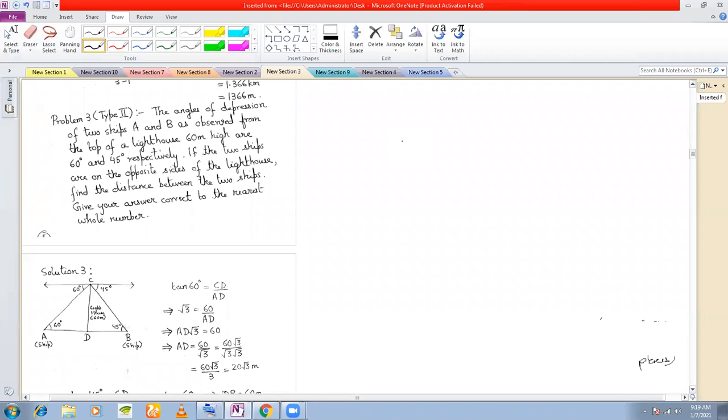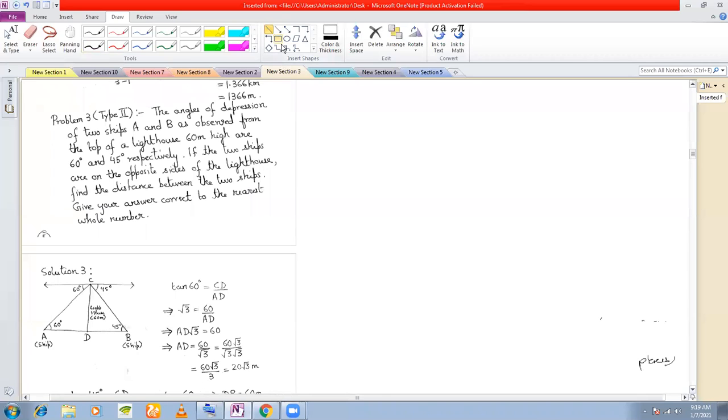The question here is: the angles of depression of two ships A and B as observed from the top of a lighthouse 60 meters high are 60° and 45° respectively. If the two ships are on opposite sides of the lighthouse, find the distance between the two ships.